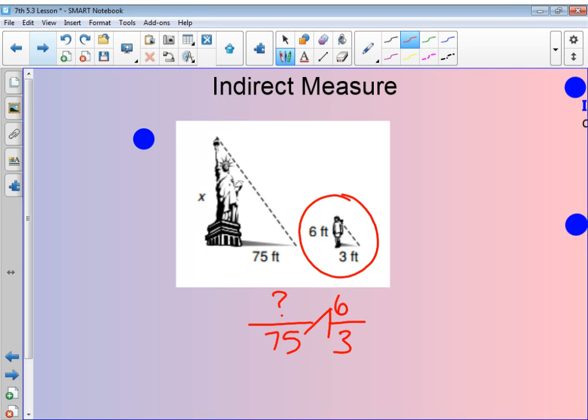So I just found out that the height of the Statue of Liberty was 150 feet. Okay.